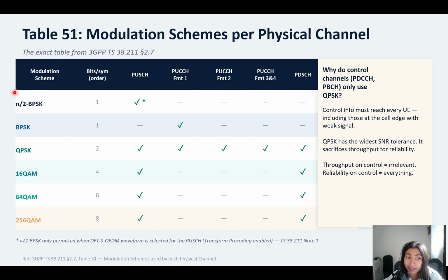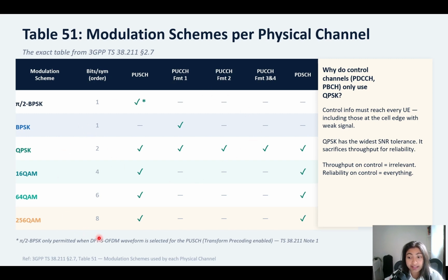Now let us look at an unusual entry, that is pi by 2 BPSK. It only appears on PUSCH and only under a specific condition: DFT-s-OFDM must be selected for transmission on PUSCH in order to use pi by 2 BPSK. And then there is BPSK. Only PUCCH format 1 uses BPSK. This is the format that is used to carry a single bit of information, an ACK or a NACK. 1 bit means only 2 possible states. BPSK is a natural choice with 2 constellation points.